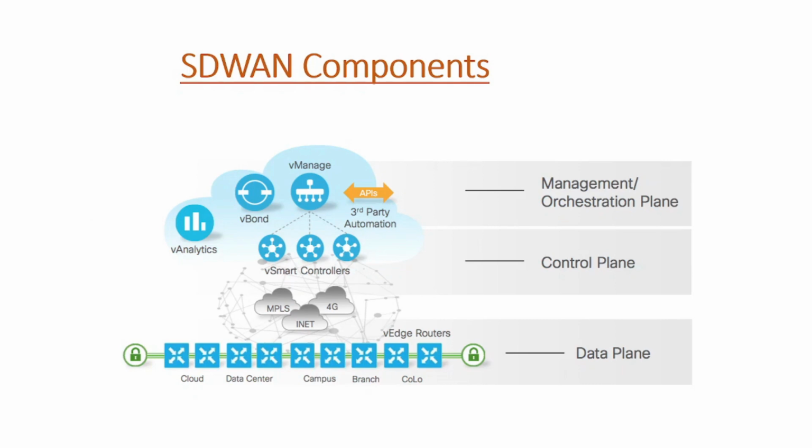Now let's come to the SD-WAN components. There are different components of SD-WAN: vManage, vBond, vAnalytics, vSmart, and vEdge. vManage, vBond, and vAnalytics are known as the management or orchestration plane. The control plane deals with vSmart controllers, and the data plane deals with vEdge routers, which may be in the cloud, in a data center, or hosted in a campus, branch, or any other local office.